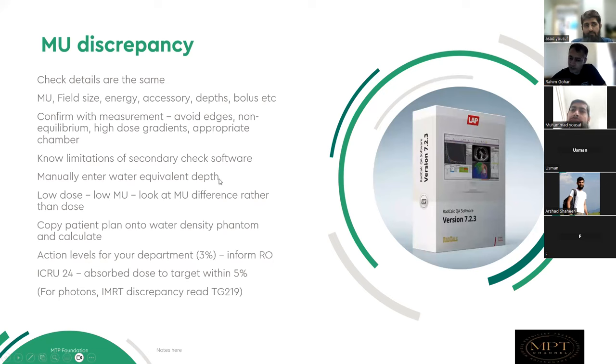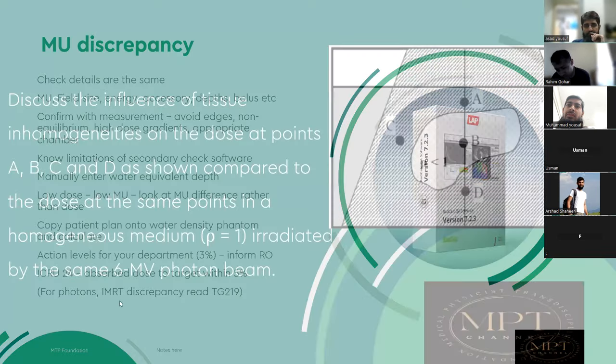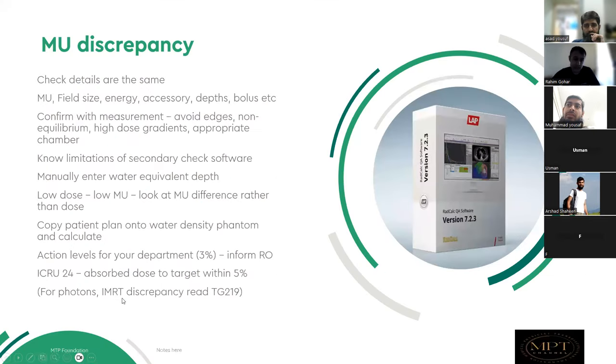Second thing is water equivalent depth, because for electrons, if there is air or bone, these secondary MU calcs are not capable of really giving the water equivalent dose depth. Therefore you can give your water equivalent depth there. So this is the tolerance given in ICRU, and for photons, this is the TG128, which discusses the discrepancies. Even for IMRT, for the latest, we have new secondary software checks for IMRT, whereas previously it was only for 3D CRT.